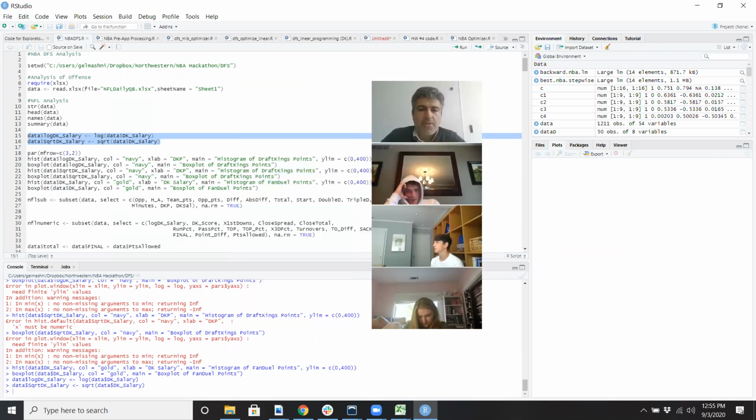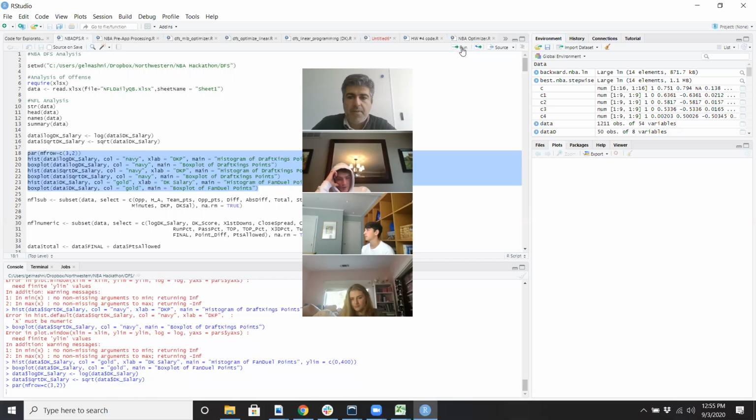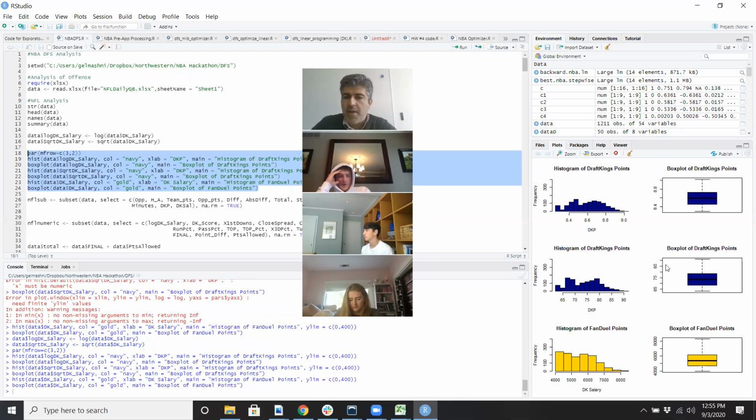Okay. Now let me actually run this again. So I can run all this at once, and you generate all these plots here. This is what we're going to be talking about today. The ones off to the left are all histograms. The ones off to the right are all called box plots.